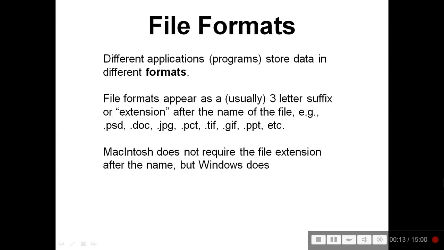Let's talk about file formats. Different applications or programs store data in different formats. File formats generally appear as a three-letter suffix or extension after the name of the file. Say the file name is name.psd, name.doc, name.jpg, etc. Macintosh does not require the file extension after the name, but Windows does as far as the operating system is concerned. So one operating system may require it, another may not.